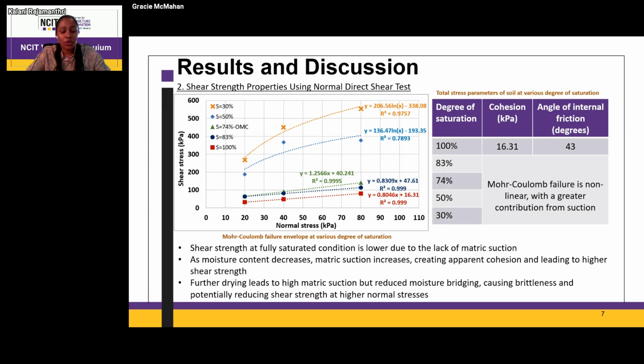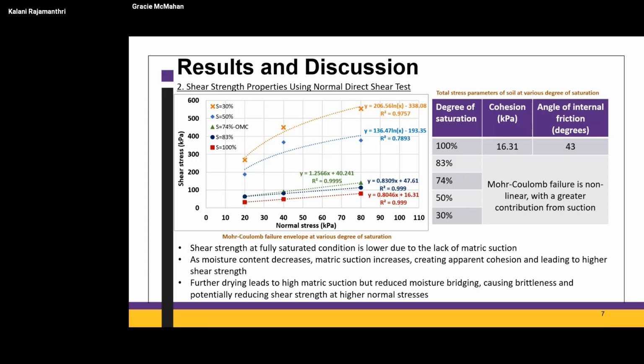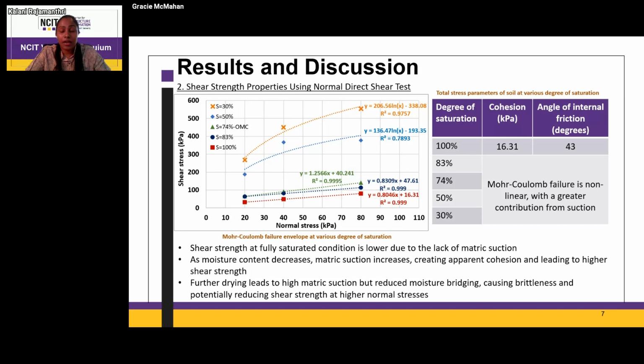However, at a very low degree of saturation, like 30%, shown in orange, the soil becomes more brittle and the shear strength is reduced under high normal stresses. This table highlights how cohesion and friction change with the suction values. In this case, I just present the degree of saturation of 100%, which has a cohesion of 16 and an angle of internal friction of about 43 degrees. When the sample becomes unsaturated, we need to consider the suction properties. We are still working on that, and we will present it in future. Next slide, please.